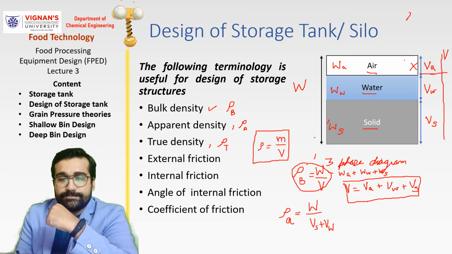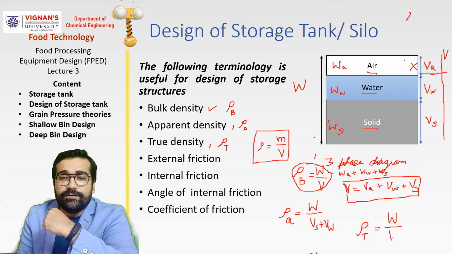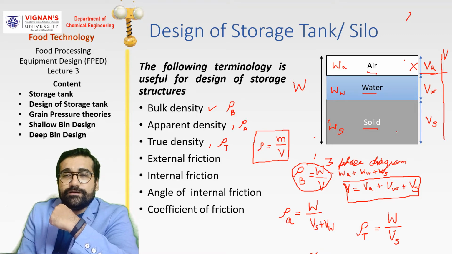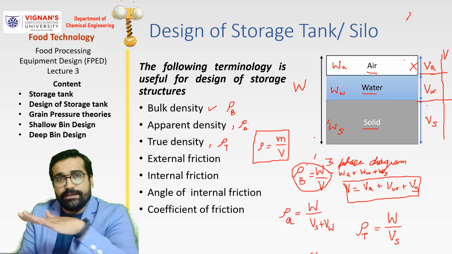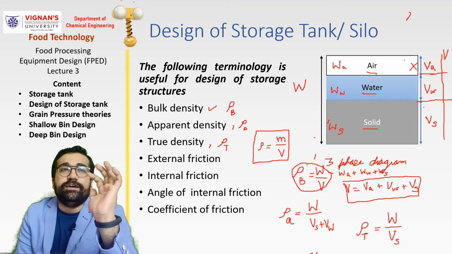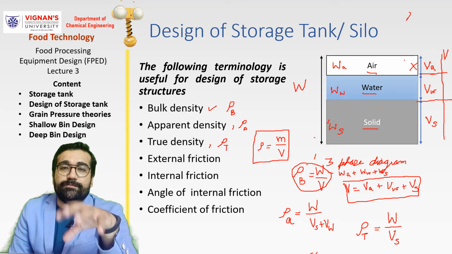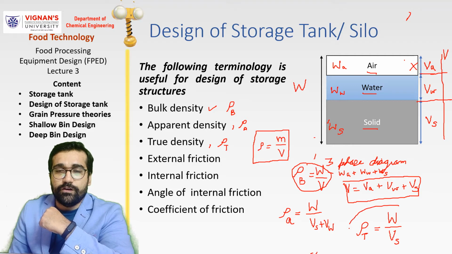The last one is true density. True density is nothing but weight of whole material divided by volume of solid only. So here we remove water also. First we dry the material completely and then we tap it so that air will also get away, and then lastly we find out the solid volume and divide the initial weight of the material by it, that is true density.